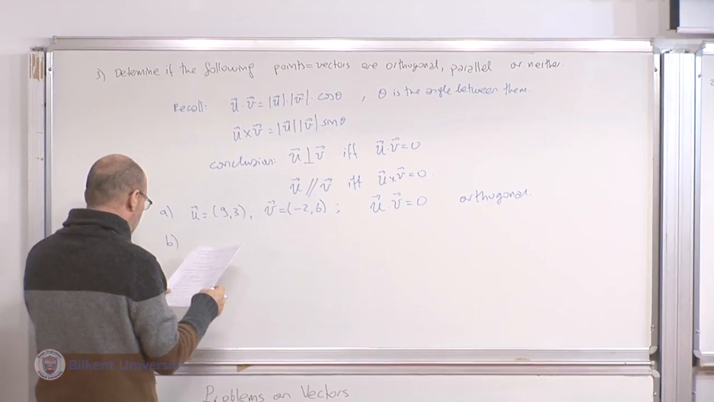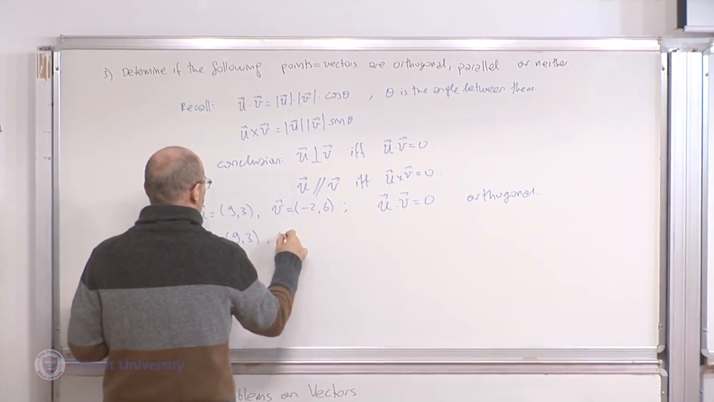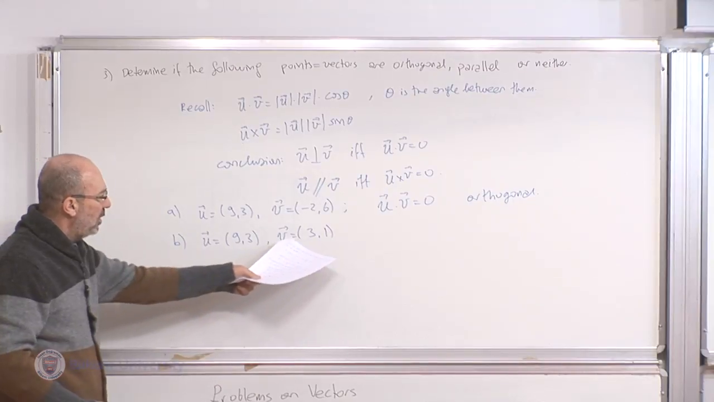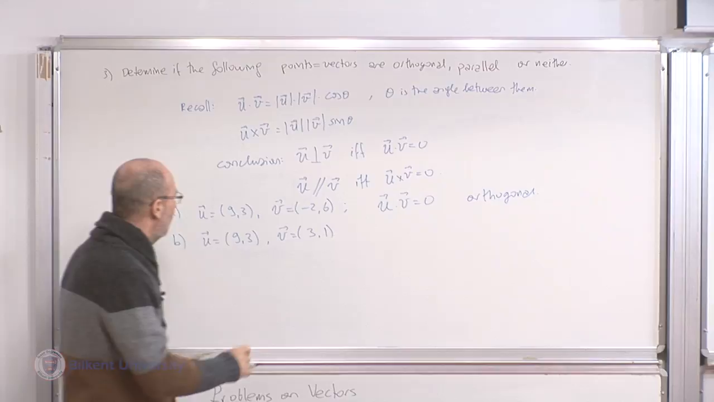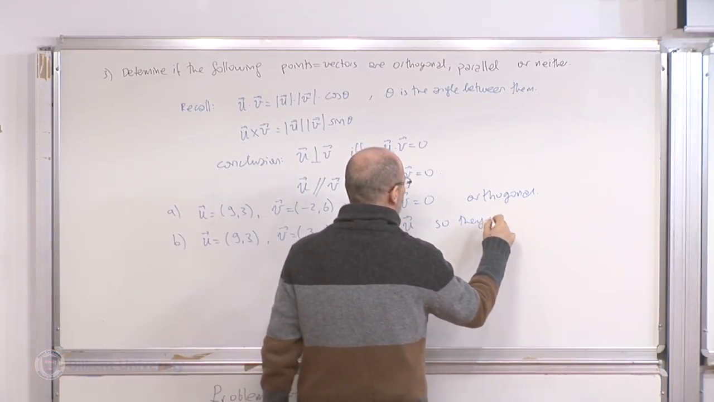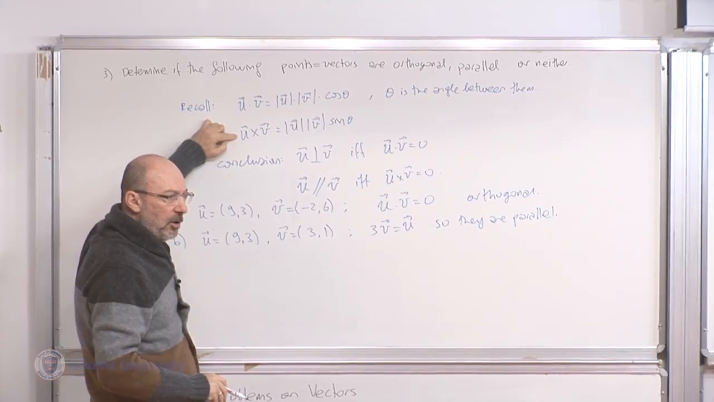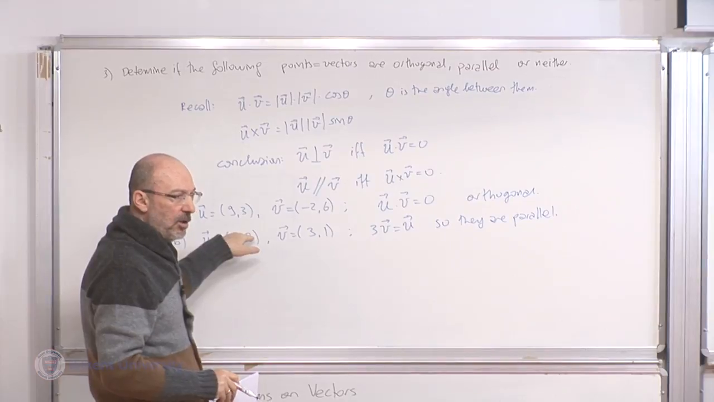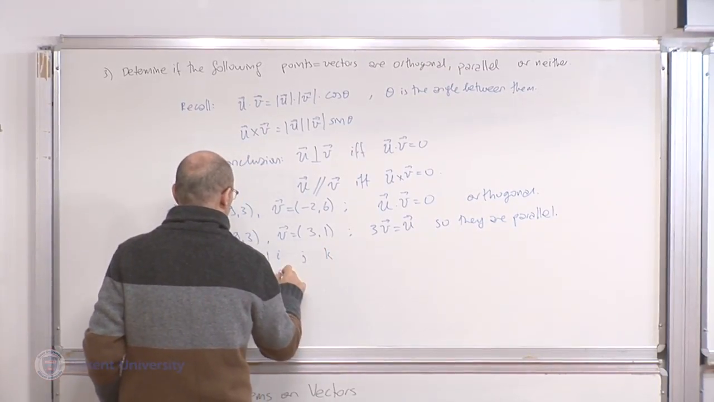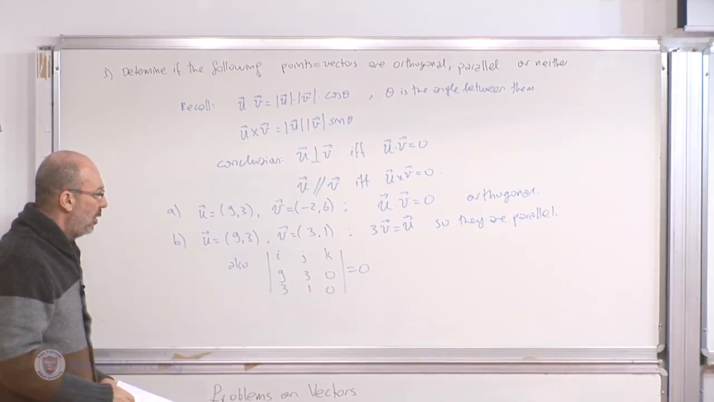Okay, so they are perpendicular, orthogonal here. The next one given in the book is again the same u, (9, 3), and v equals (3, 1). Now we immediately see that 3 times v is equal to u, so they are parallel. Also, you can now remember that cross product is only for 3 variables. Here we have 2 variables, but you consider them as z coordinate being 0. So we look at i, j, k, 9, 3, 0, 3, 1, 0. This is equal to 0, so they are parallel.